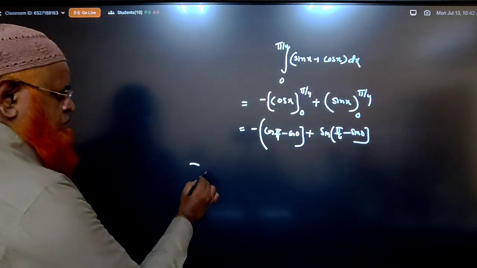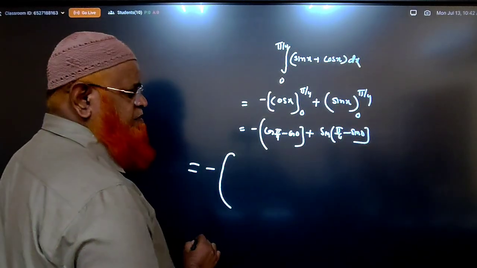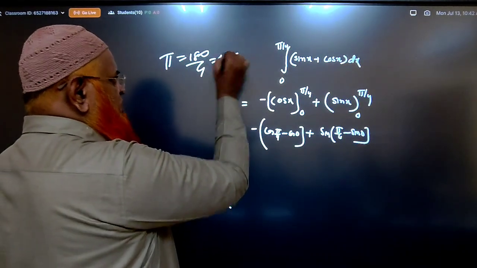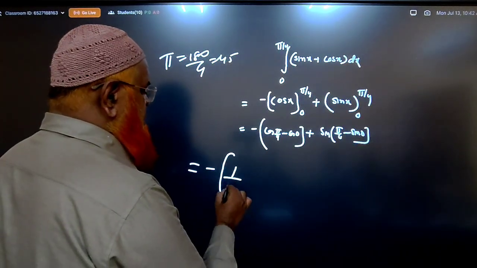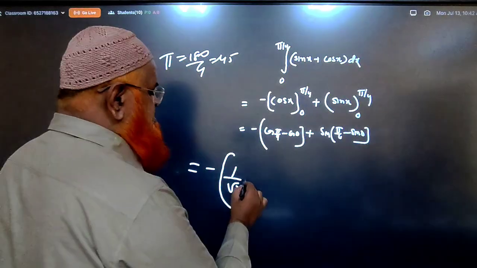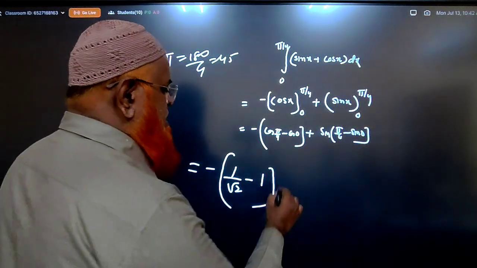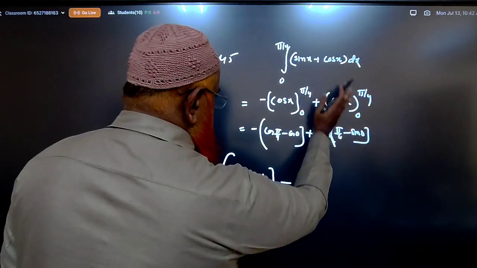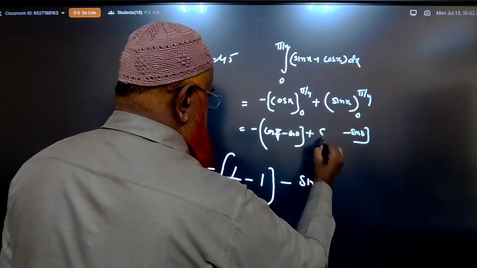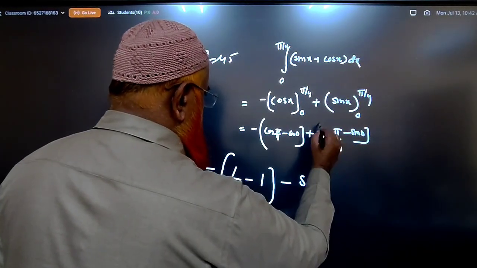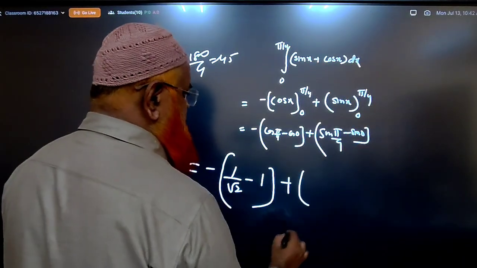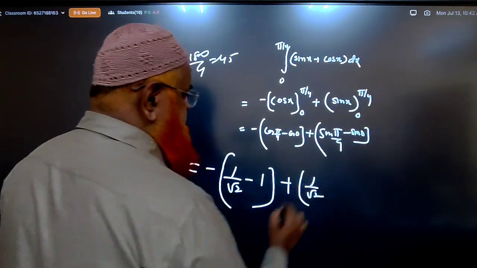Now here minus cos pi by 4, pi is nothing but 180 now. 180 by 4 is nothing but 45. Cos 45 is 1 by root 2. Cos 0 means 1. So minus sin 45, sin pi by 4. So sin pi by 4 is again how much? Sin 45 is 1 by root 2.